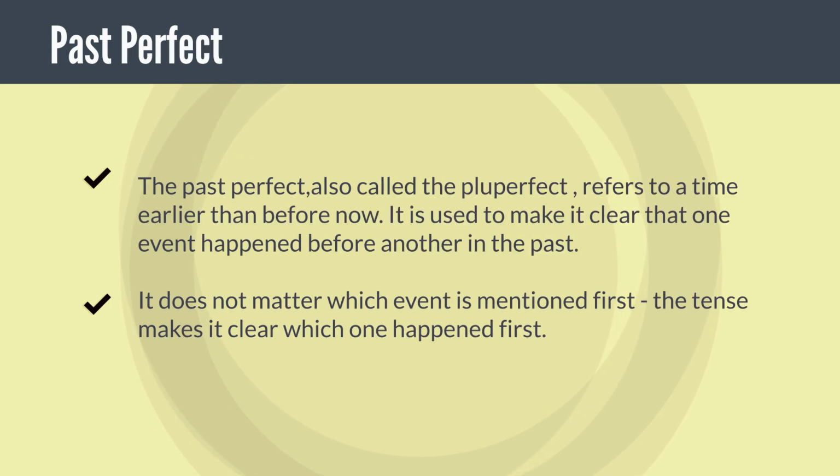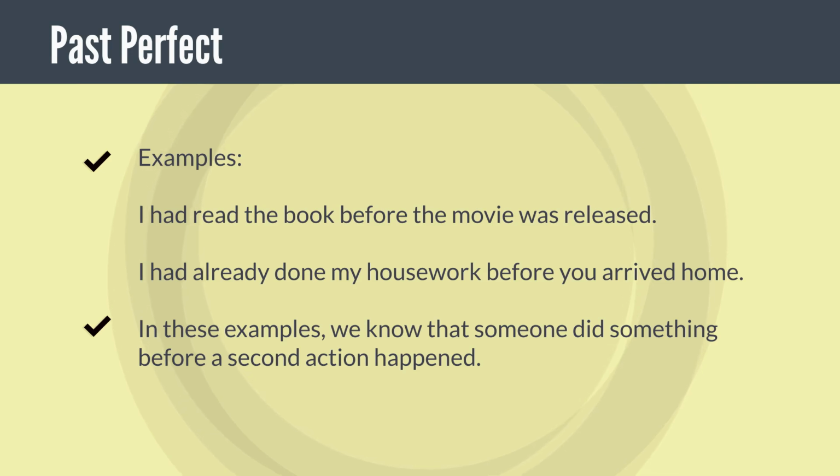Past perfect. The past perfect, also called the pluperfect, refers to a time earlier than before now. It is used to make it clear that one event happened before another in the past. It does not matter which event is mentioned first, the tense makes it clear which one happened first. I had read the book before the movie was released. I had done my housework before you arrived home. In these examples, we know that someone did something before a second action happened.